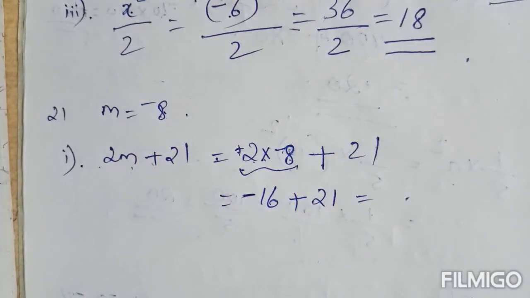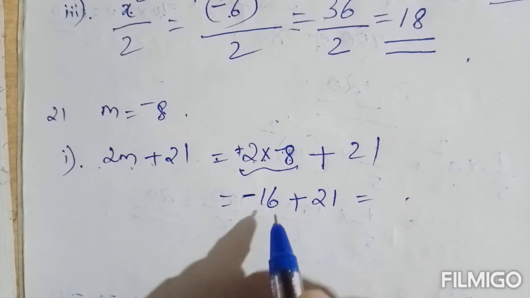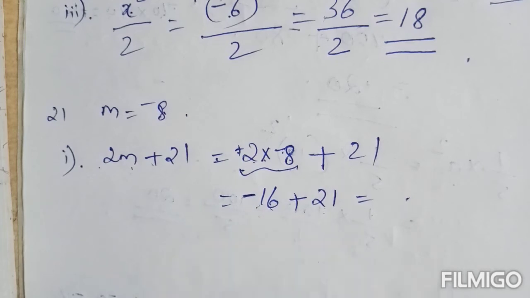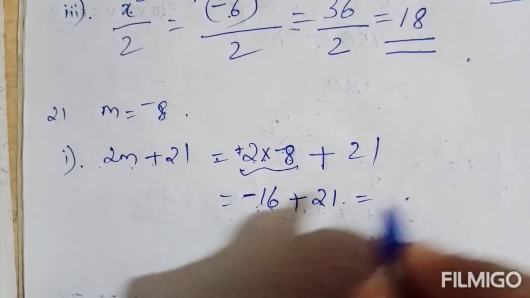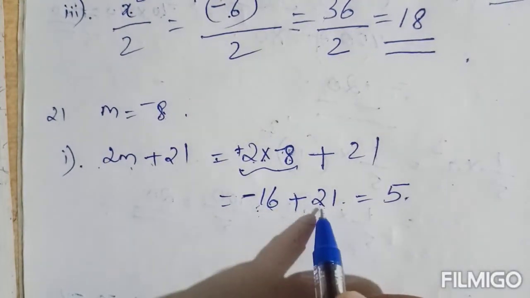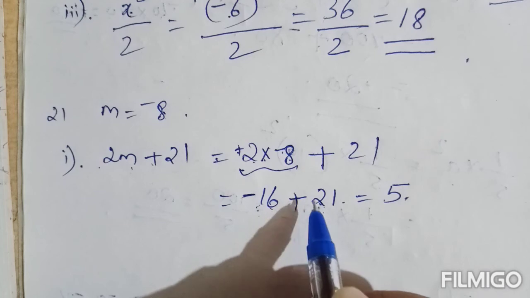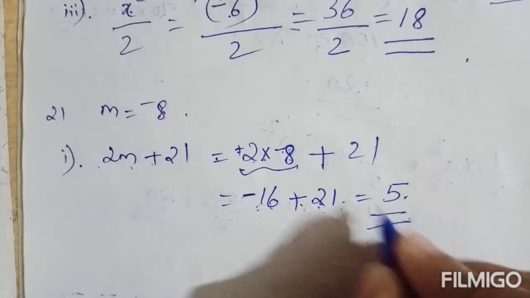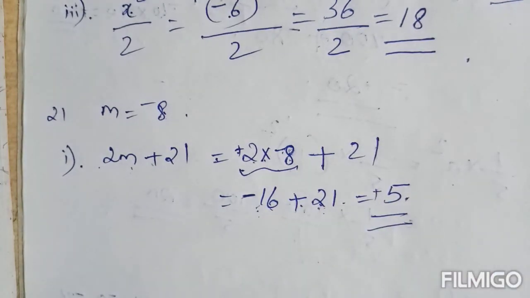So first we have to do subtraction, addition of a negative number and a positive number. So doing subtraction, what you will get? 21 minus 16, 5. Greater number is 21. Its sign is positive. So the answer will be positive 5.